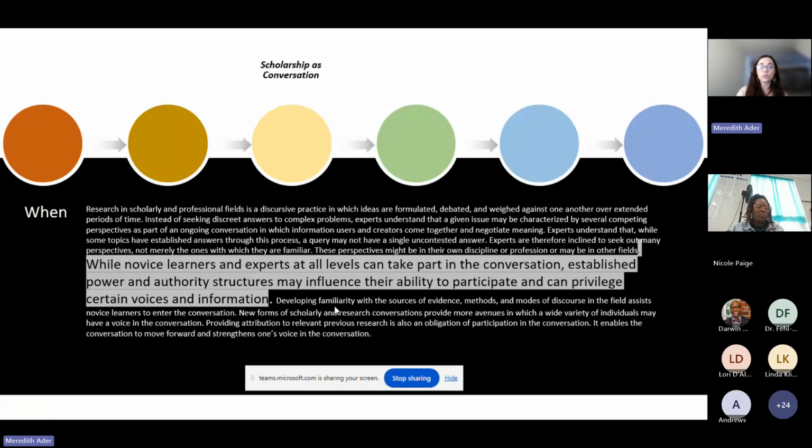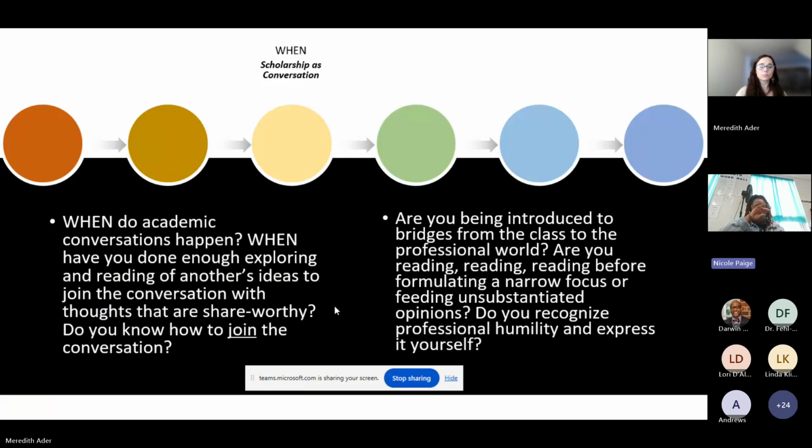You're getting a degree, you're creating a dissertation, you're creating a thesis, something that is going to add to the information, the authority within this field of study. It's also recognizing, though, that getting into the conversation can be a bit of a journey itself, learning how to get into that conversation and recognizing that there are powers and authority structures that influence our ability to participate in that conversation. So when do academic conversations happen?